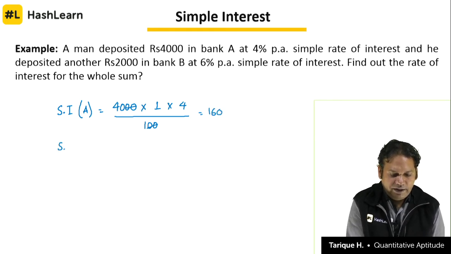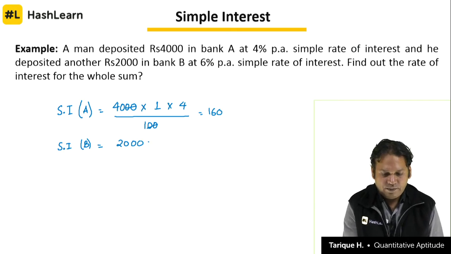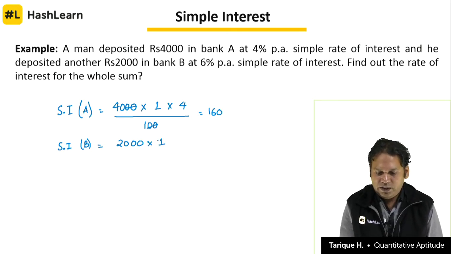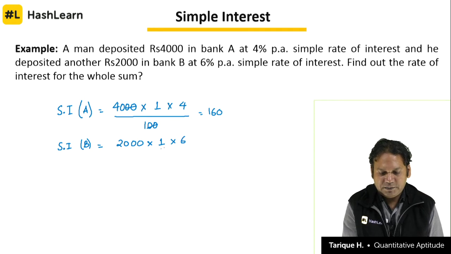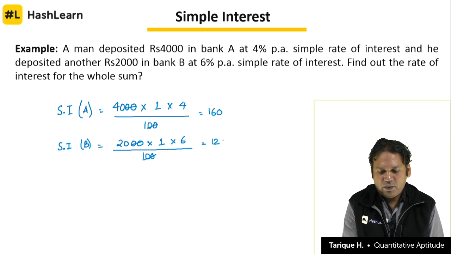And how much simple interest he will earn from bank B at the end of the first year? That we can calculate: 2,000. How many years? 1 year. At what percent? 6%. Total interest कितना है? 120. So total interest उसको कितना मिल रहा है? What is the total interest he is earning from both banks combined? 160 plus 120, 280.